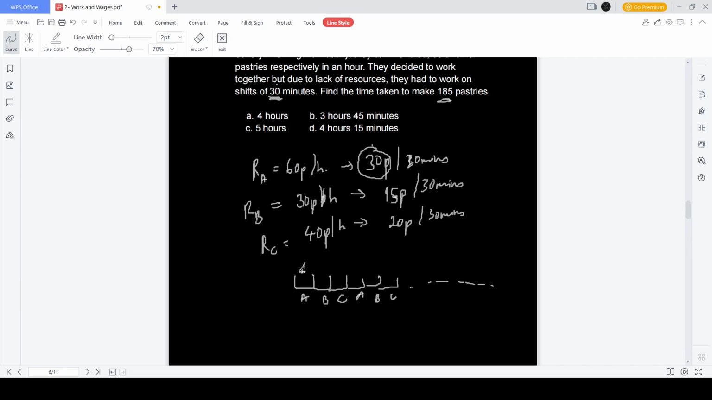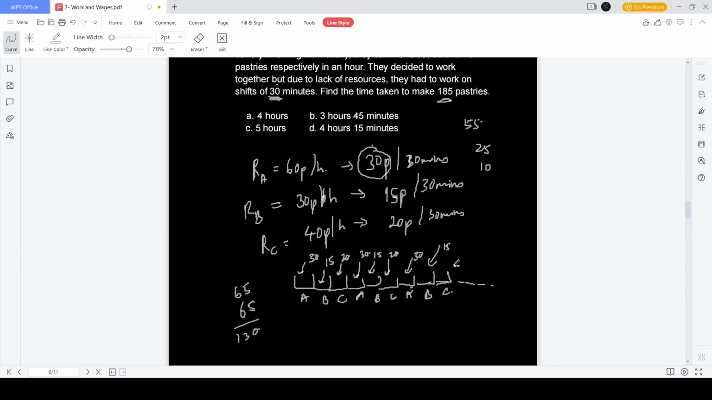So for the first shift, A makes 30 pastries. Second shift B makes 15, C makes 20. So this adds up to 45, 65. 65 pastries done. Then again there's 30, 15 and 20. Let's see if it exceeds. So 65 plus 65 becomes 130, and you still have 55 pastries to go. Then again A goes and makes 30, so you have 25 more. And then B goes and makes 15, so you have 10 more pastries to go.